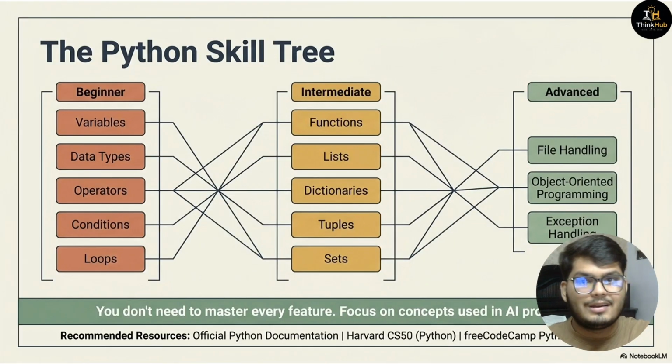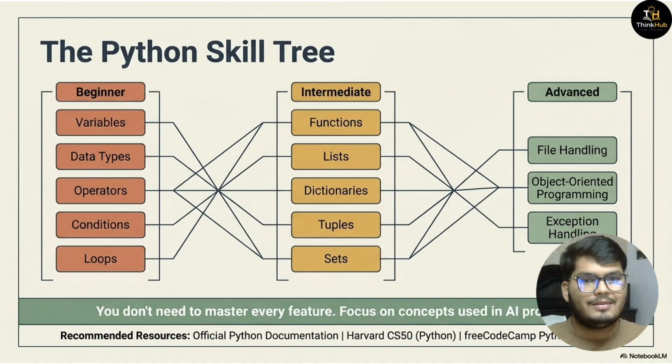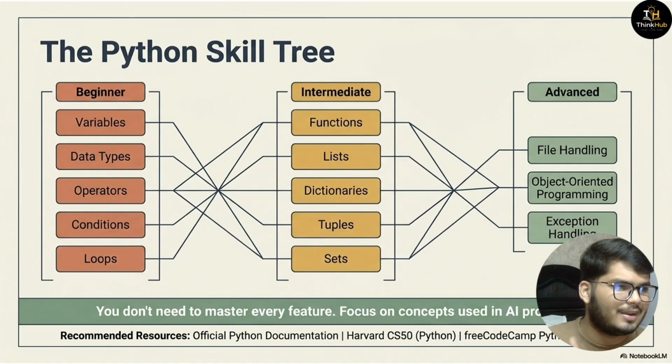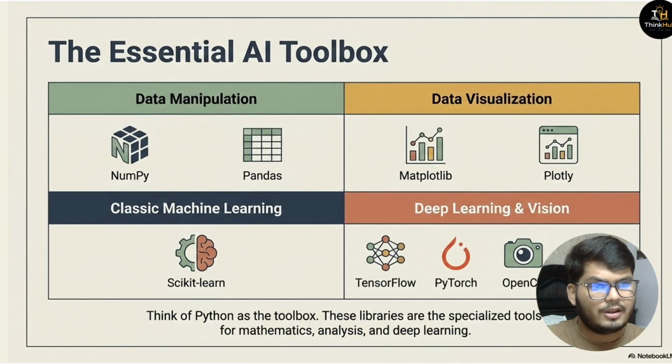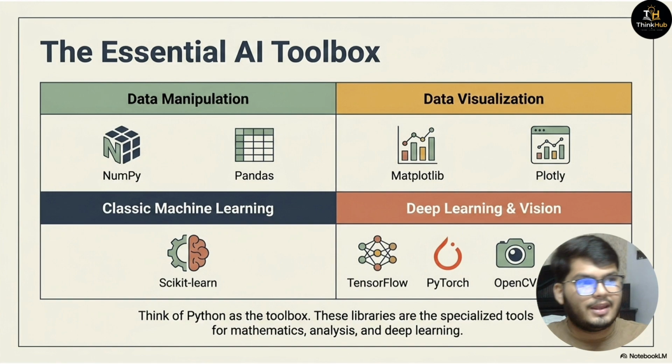And the Python skill tree: if you are a beginner, you will start with variables, data types, operators, conditions, loops. Then for intermediate, you can follow the list. And similarly for advanced, I will not just read it, you can see that in this picture. I've also shown you the recommended resources. You can use the official Python documentation, or Harvard CS50 Python courses, or freeCodeCamp Python courses on YouTube channels.